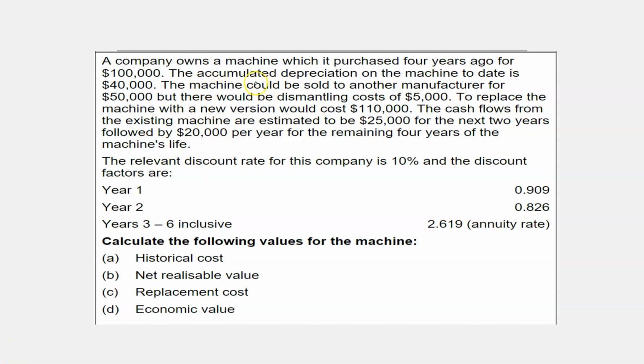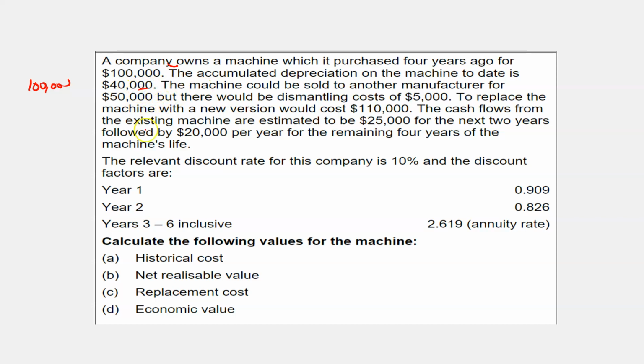Yes, right. So this question here. It says, a company owns... We're going to do all of them. A company owns a machine which it purchased 4 years ago for 100,000, and they tell us that after 4 years, the accumulated depreciation is 40,000.